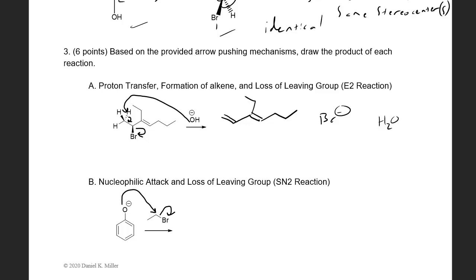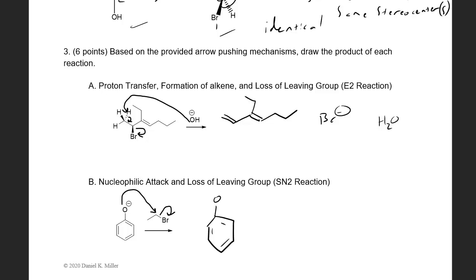And for B, we have a nucleophilic attack and a loss of leaving group. Our oxygen anion is going to do a nucleophilic attack on the CH2 of our 1-bromoethane. So we're going to form a bond between this oxygen and that carbon, and that leaving group is going to leave. So looking at our products, we have our ring structure, all that remained the same, our oxygen.